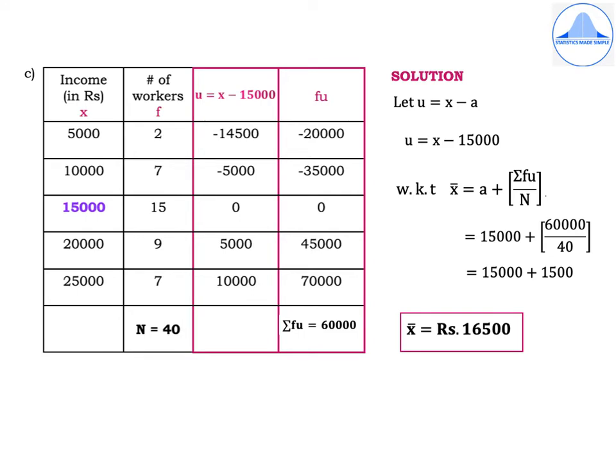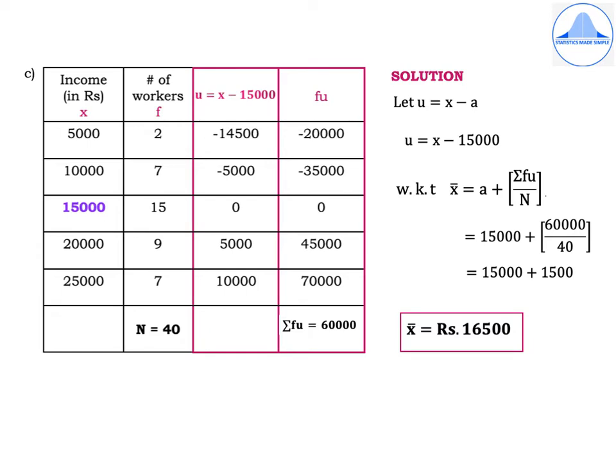Now under solution, let's first write, let u be equal to x minus a. A is the middlemost x value, which is 15,000. So u is equal to x minus 15,000. So the formula of the arithmetic mean for discrete data using the deviation method is x bar equal to a plus summation fu divided by capital N. So let's form two columns as shown in the table in pink color, u equal to x minus 15,000. So take each x value and subtract it from 15,000. So the u values are minus 14,500, minus 5,000, 0, 5,000 and 10,000.